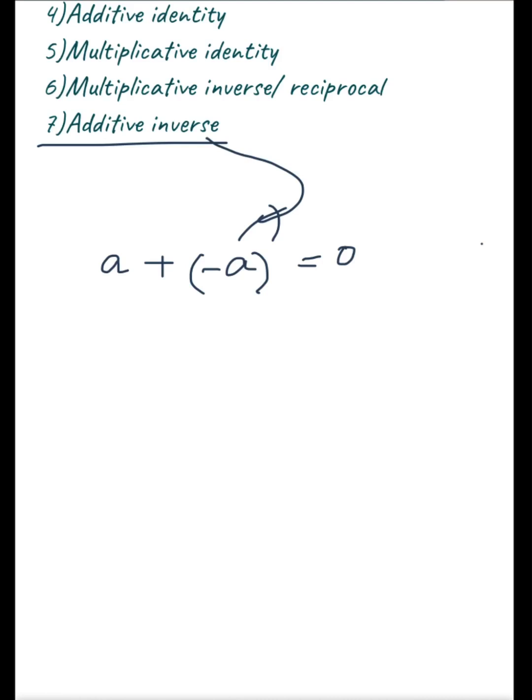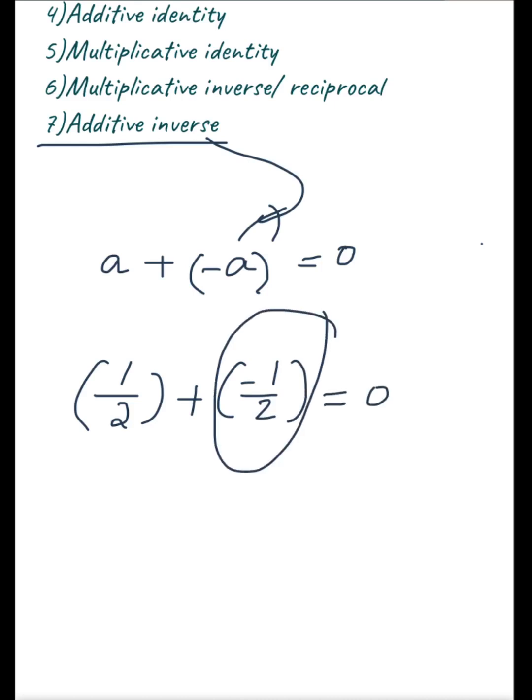Suppose I am taking the number as 1 by 2. So what is the additive inverse of 1 by 2? You know that 1 by 2 plus minus 1 by 2 is equal to 0. So this minus 1 by 2 is the additive inverse of 1 by 2. That is, you have to just reverse the sign. If it's plus, then you have to put it minus. If it's minus, then you have to put it plus.